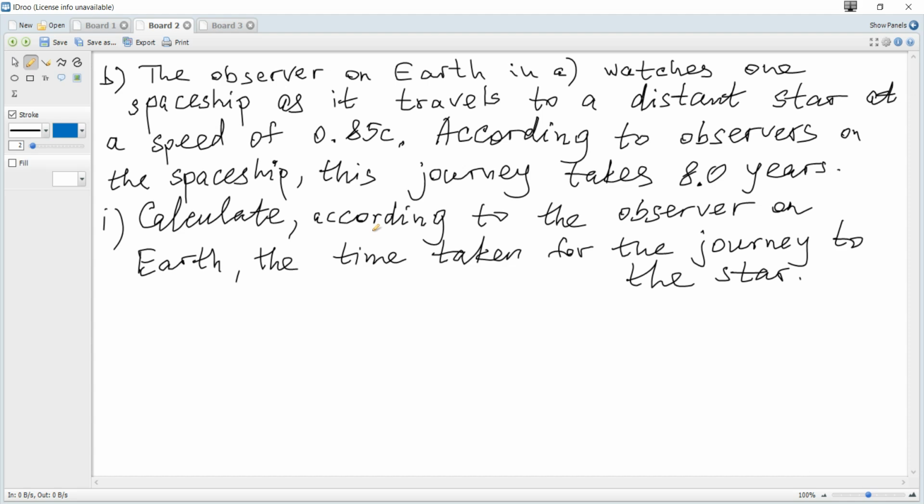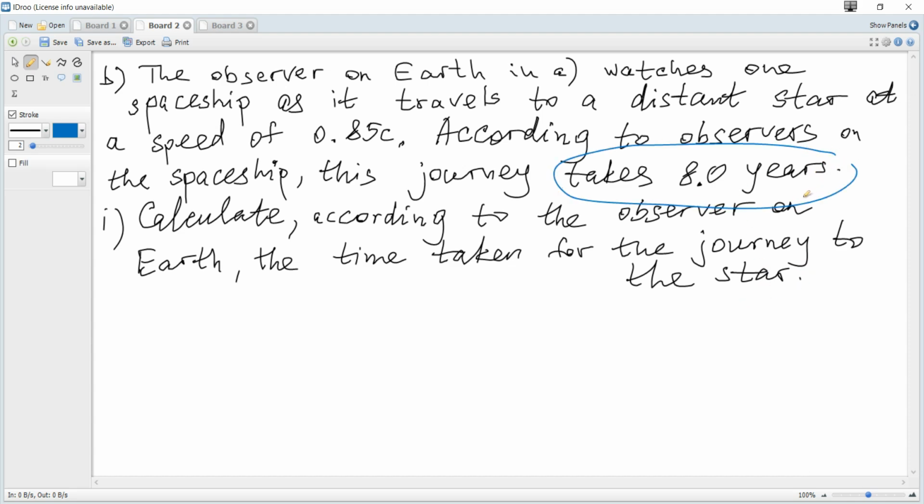The next. The observer on Earth watches one spaceship as it travels to a distant star at a speed of 0.85 c. According to the observers on the spaceship, this journey takes 8.0 years. Calculate, according to the observer on Earth, the time taken for the journey to the star.